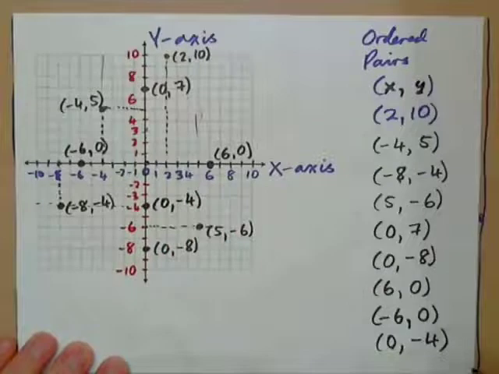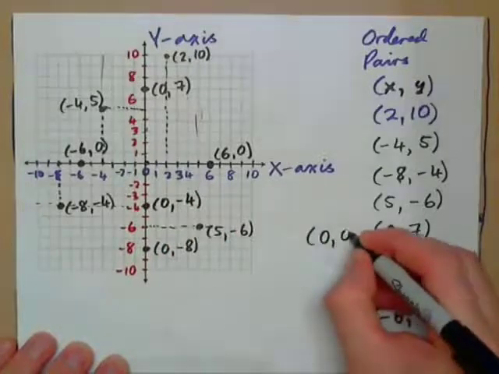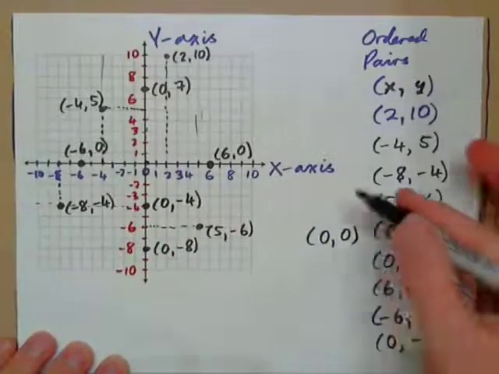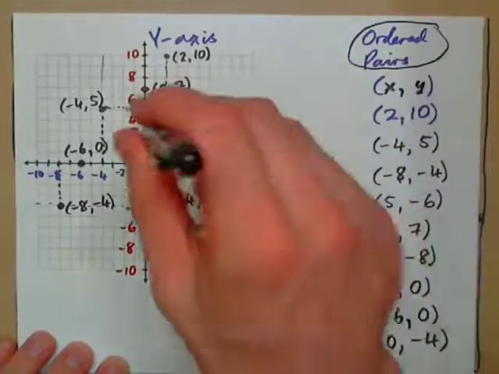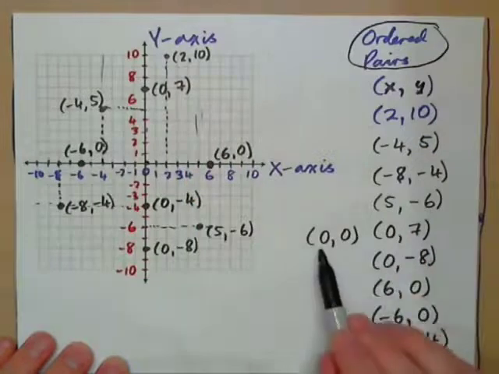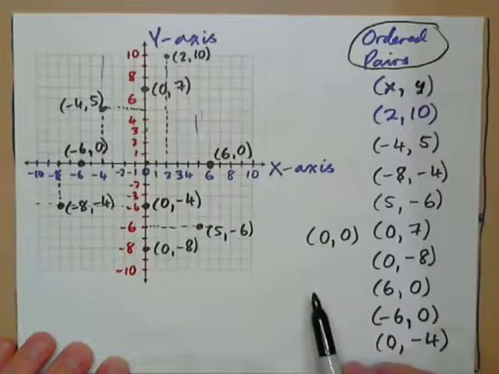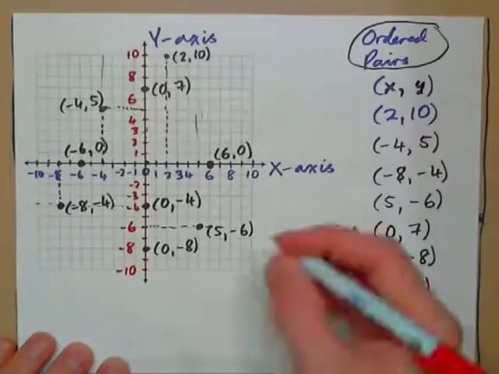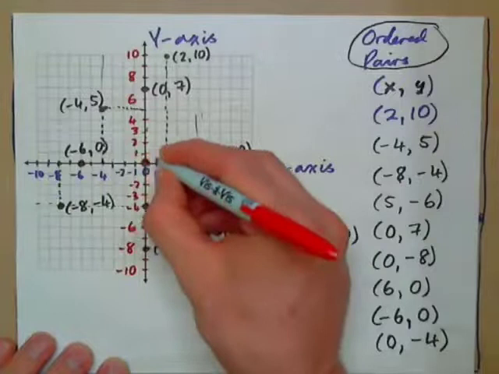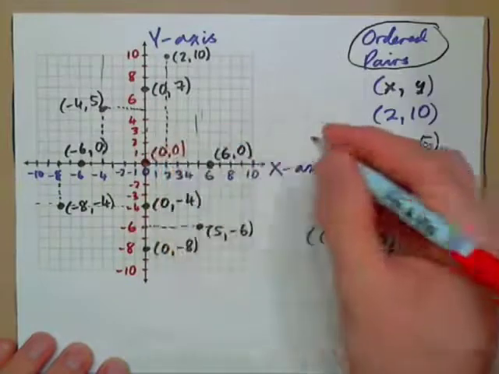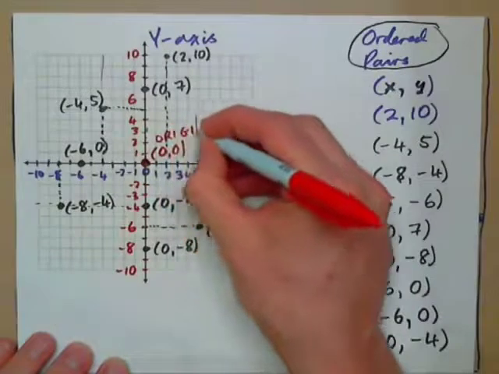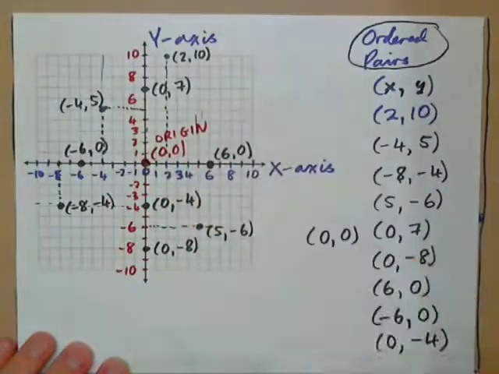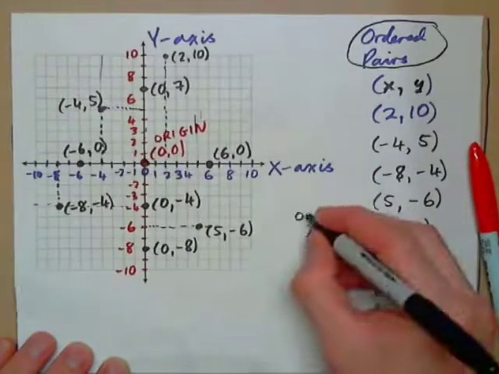Okay, now find the point 0, 0. These are called points, and they're sometimes called ordered pairs. Ordered pairs are points. Points on the graph. So where is 0, 0? X is 0, y is 0. It's right here in the middle, isn't it? 0, 0. And 0, 0 is called the origin. O-R-I-G-I-N. The origin.